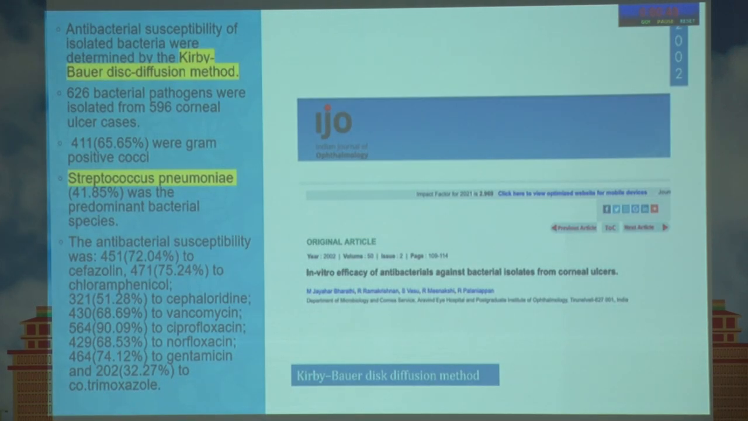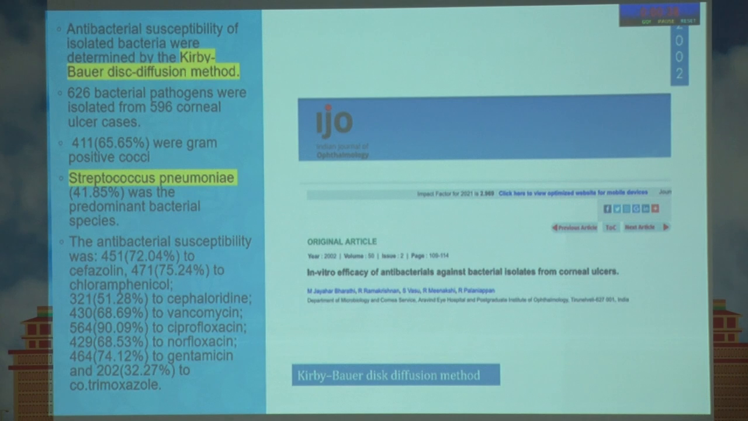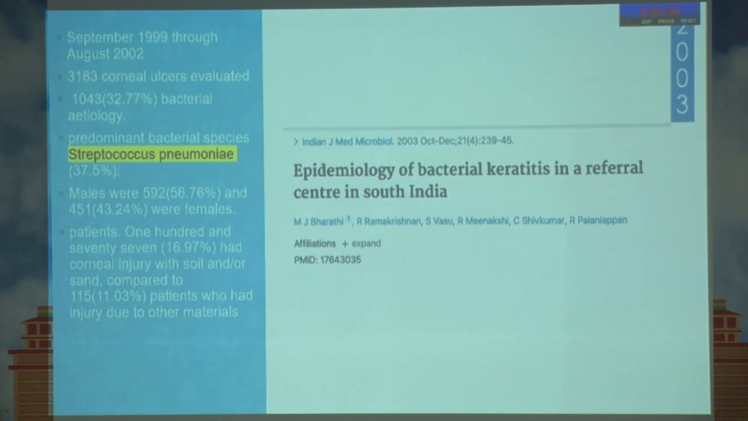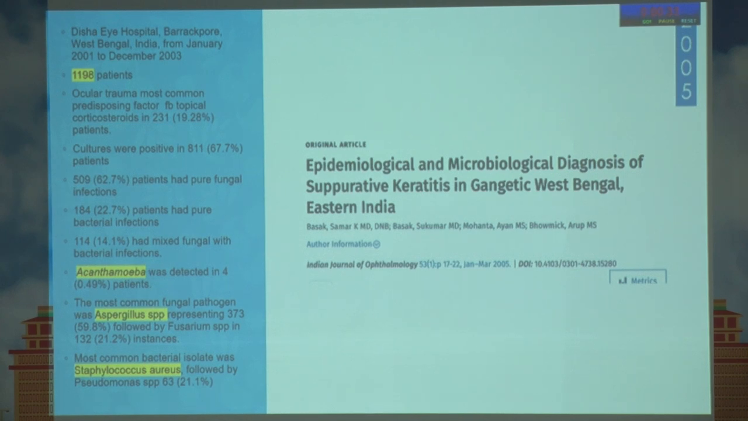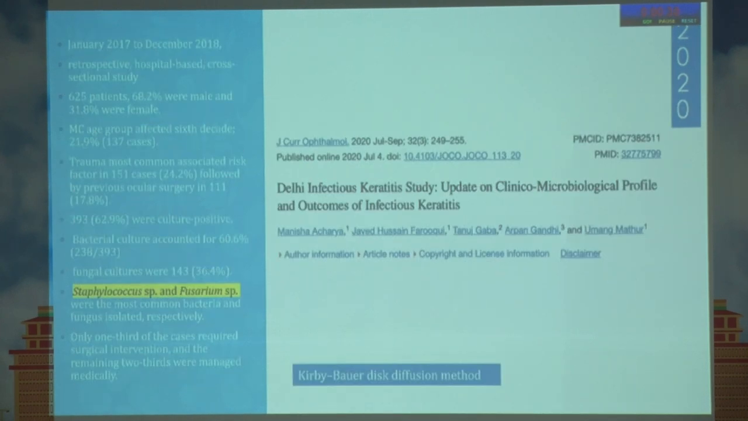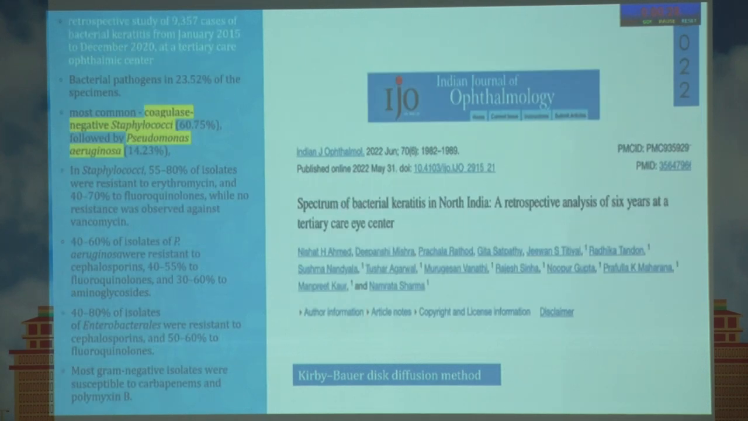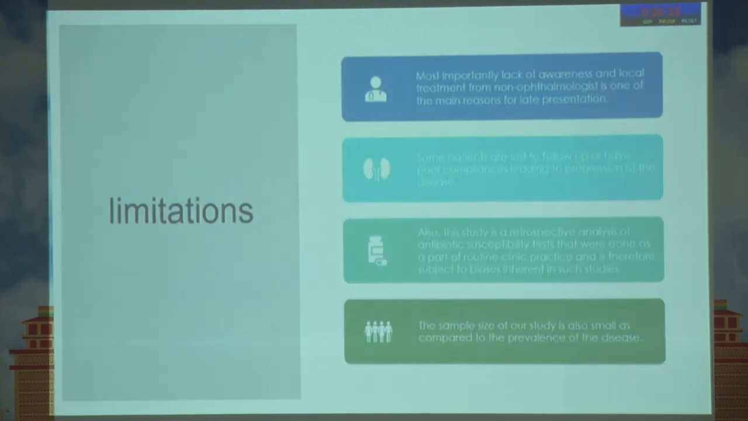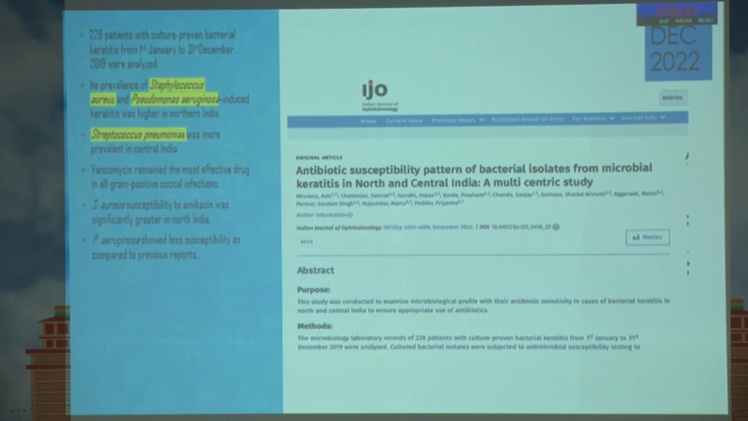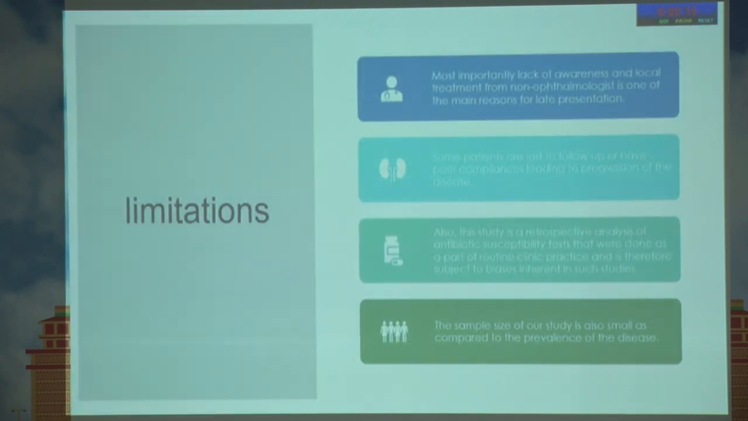Another study from South India also documented Streptococcus, and they used the Kirby-Bauer disc diffusion method for antibiotic sensitivity. Then another from South India, Streptococcus. This one from the eastern part showed Staphylococcus as the most common. A major study done in Delhi showed Staphylococcus. Along with that, there is a recent multicentric study in which our institute also participated. Staphylococcus was seen more in the north, and Pseudomonas in central India.